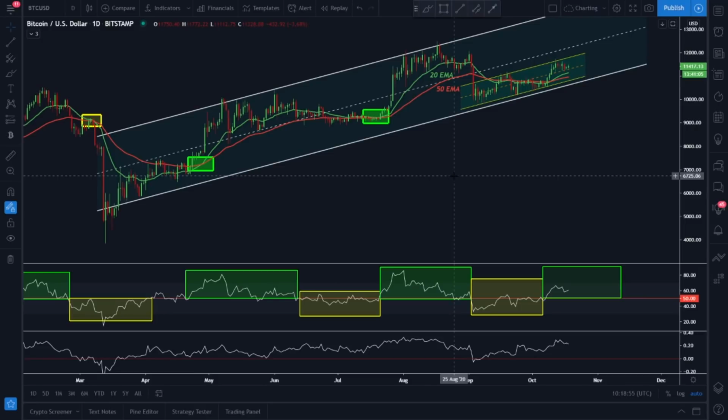Guys, today's video is actually going to be a very interesting video because I'm going to include both the bullish and the bearish scenario unfolding right now for Bitcoin price action.